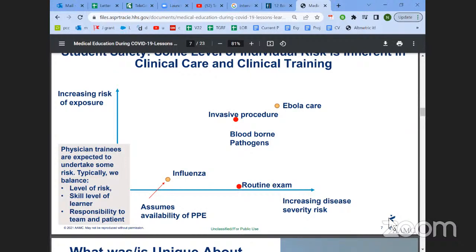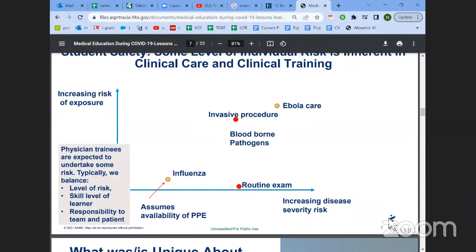So, for example, if you were to do a routine exam, looking at the axes, we have two axes here. The x-axis indicates increasing disease severity risk, and the y-axis is increasing risk of exposure. So if we look at certain procedures, if it's invasive, we have a higher risk of exposure and a higher risk of getting the disease. And if it's a routine exam, the risk decreases.